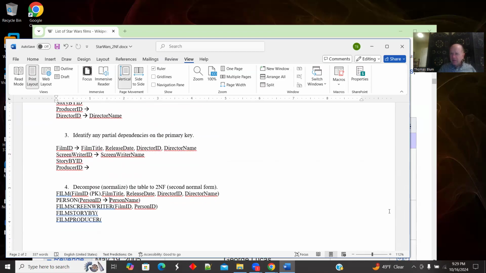And the other thing that happened here, and just because we're only going to second normal form, the director sort of didn't get pulled out the way the others did because of its different multiplicity. All the Star Wars films anyway seem to have one director, whereas they had multiples of the other things. So that forced those things to be pulled out, but the director information not to be pulled out at the second normal form.